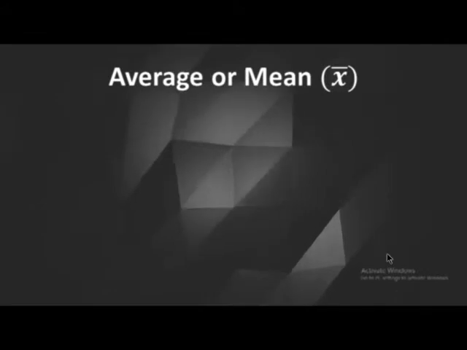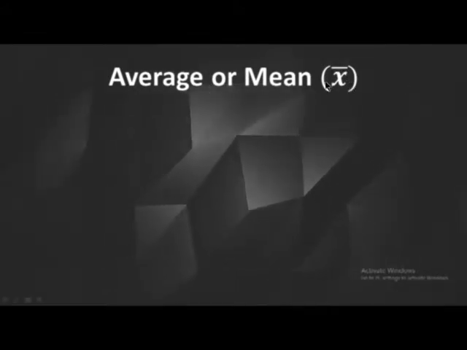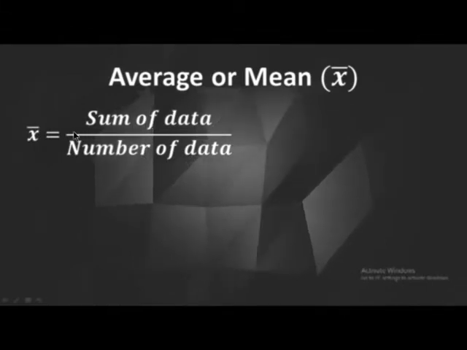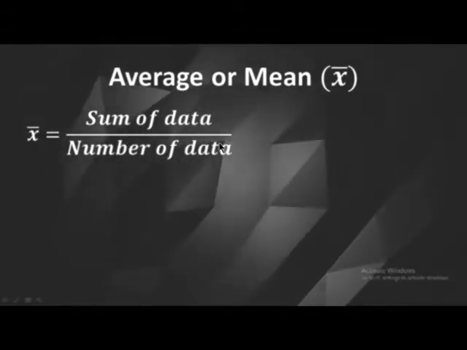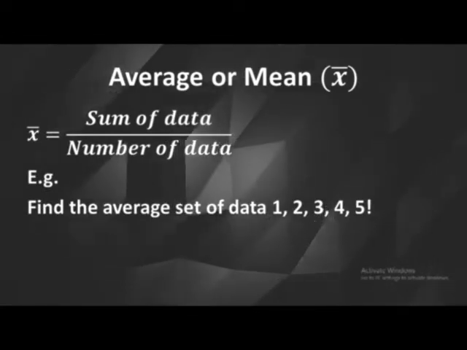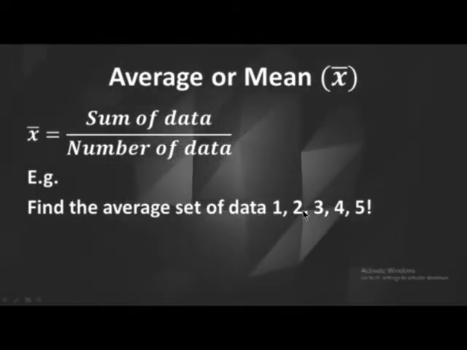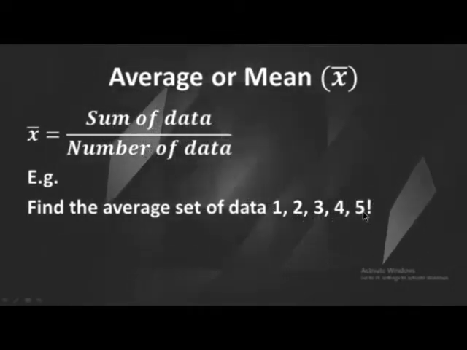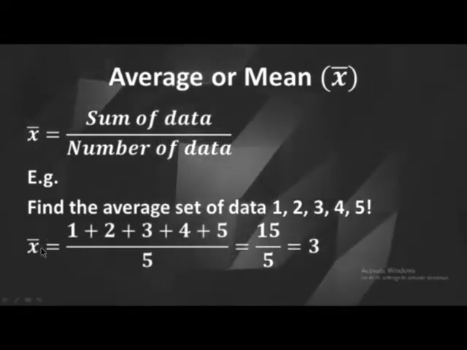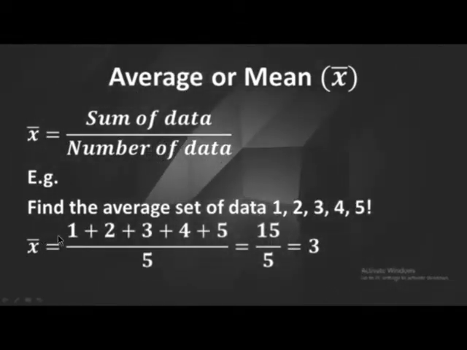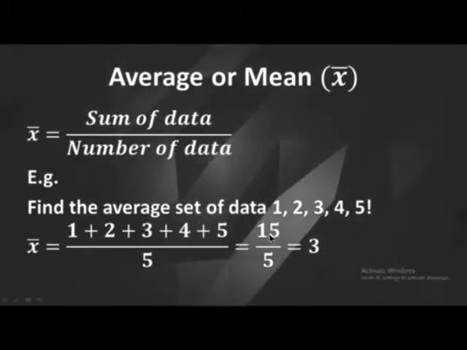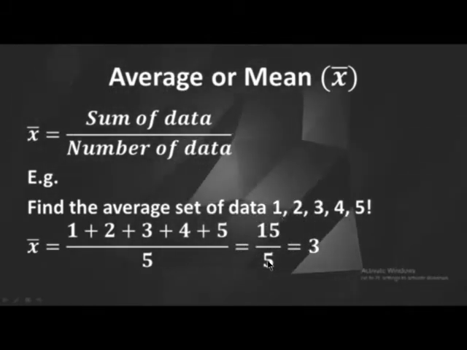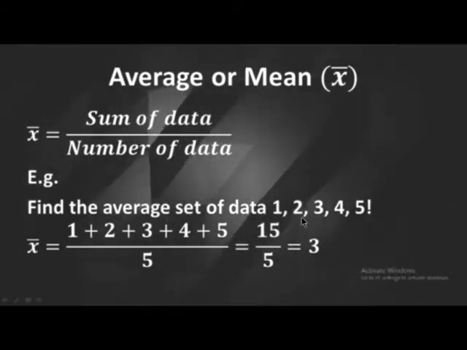We're going to talk about average or mean. This is the symbol of mean. The formula of mean is actually sum of data per number of data. Let's jump to the example. Find the average of the set of data 1, 2, 3, 4, and 5. As you know, there are 5 data here, so the number of data equals 5. The mean equals the sum of the data: you add all the numbers together and divide by the number of data, which is 5. If we add all these numbers together, we get 15 per 5 equal to 3. So the mean of this set of data equals 3.